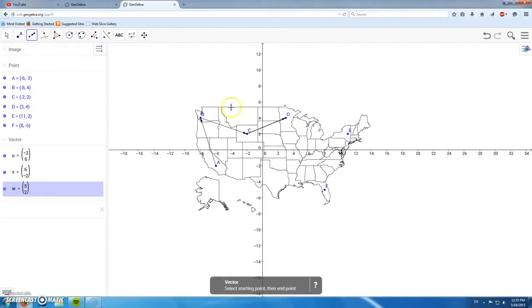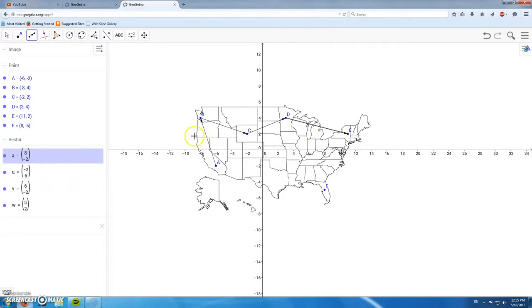Now let's go to the next one. This is from St. Paul to Albany, New York. This vector would be 8, -2. Adding that to point D's coordinates, that would be 8 plus 3 is positive 11, and negative 2 plus 4 would be positive 2. So as you can see, we go 2, 4, 6, 8, and then we go down 2, and you would end up right there.